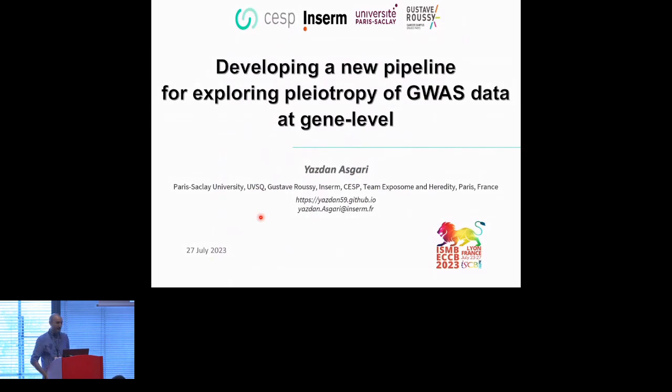Today, I'm going to talk about developing a new pipeline for exploring pleiotropy of GWAS data at gene level. As a brief explanation about the context, when we talk about pleiotropy, we mean that we're looking for shared variants or genes or pathways that can affect multiple traits at the same time.